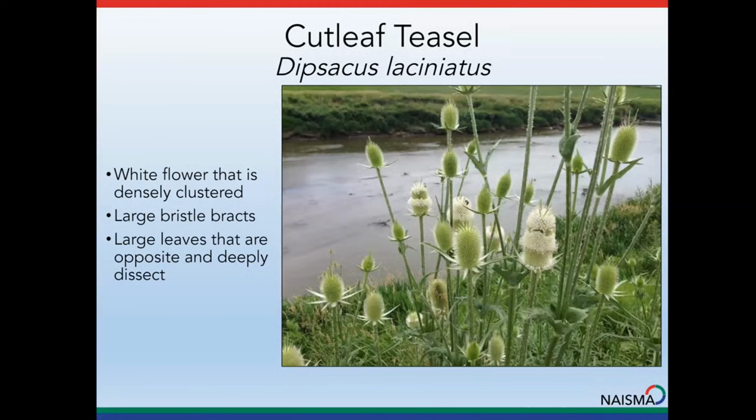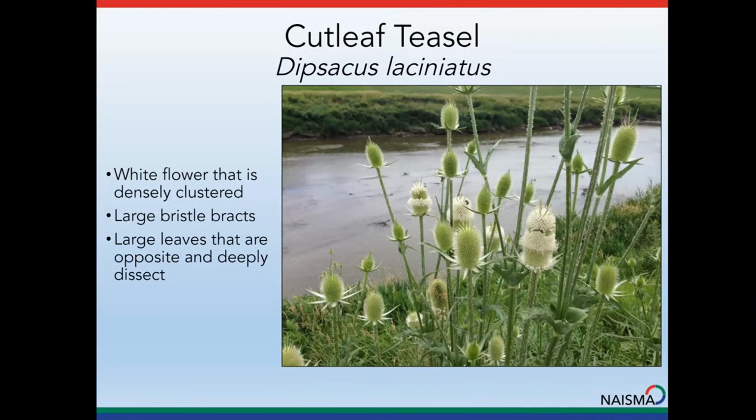So then we move on to cutleaf teasel, which is a bit different. It has a white flower that is densely clustered. Its bracts are thicker. They're not nearly as long or curving as the common teasel we just looked at, and its leaves are opposite and deeply dissected, so really dissected leaves in this case.